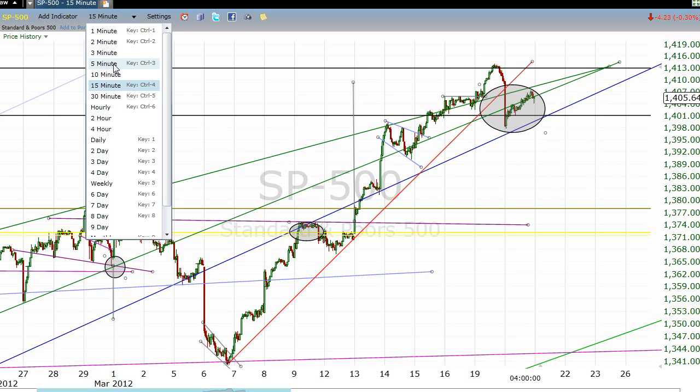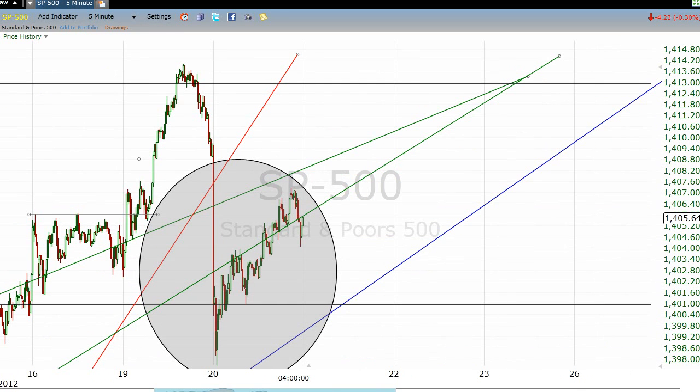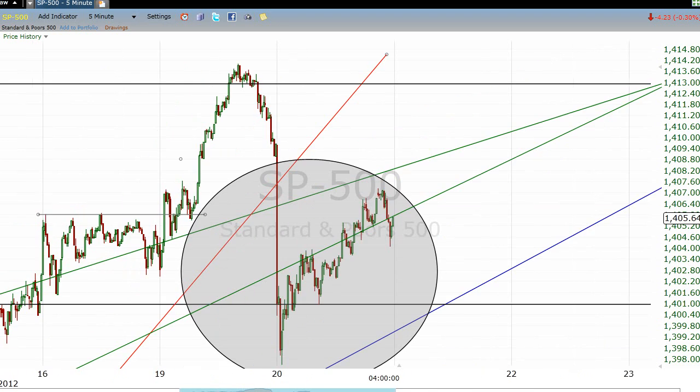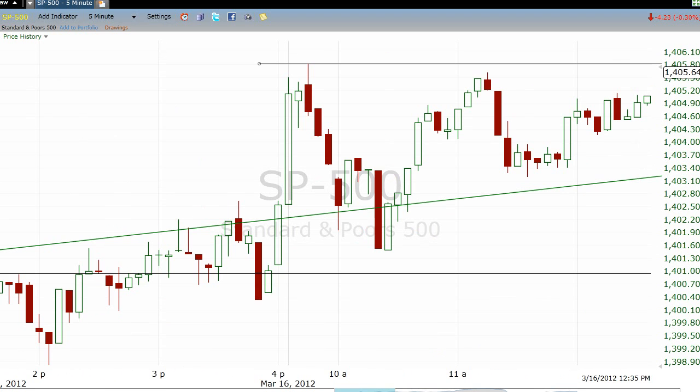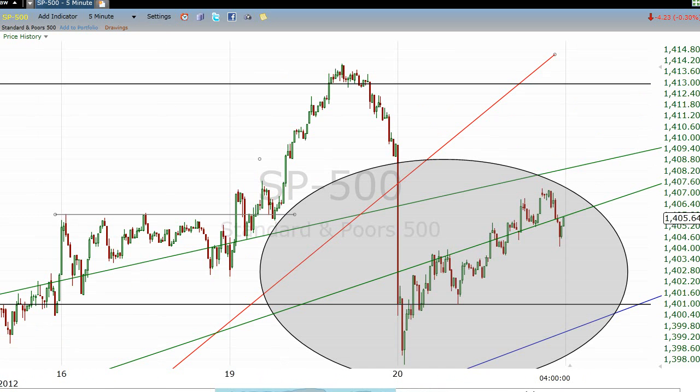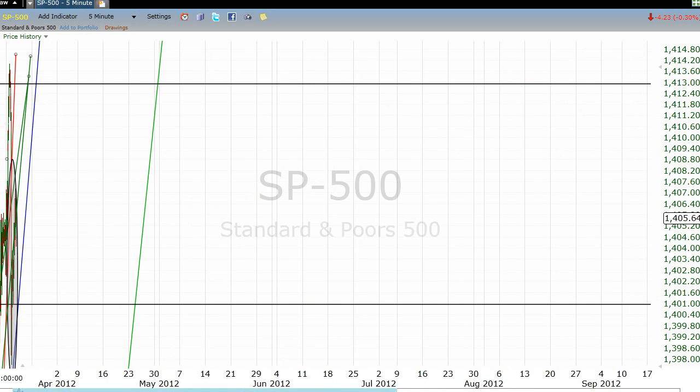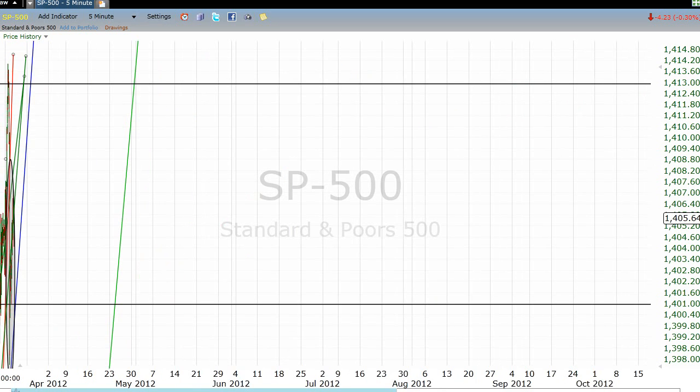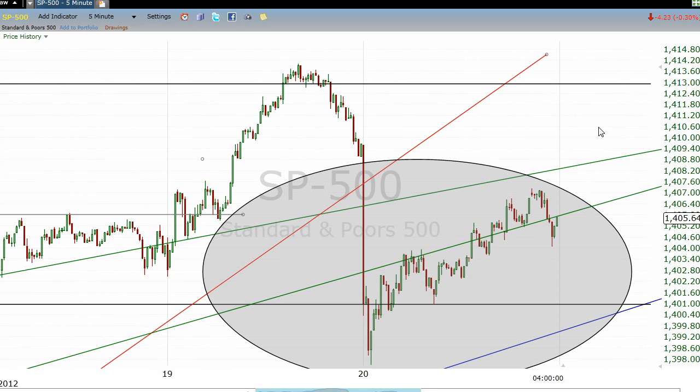Let's look at a 5-minute chart. And let me get this chart working properly. Hold on just a second here. There, finally got that to work.